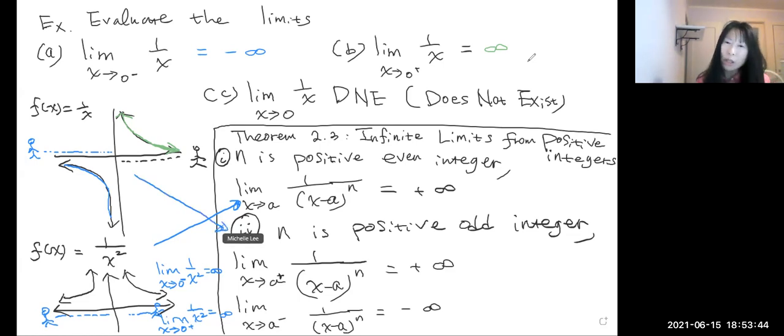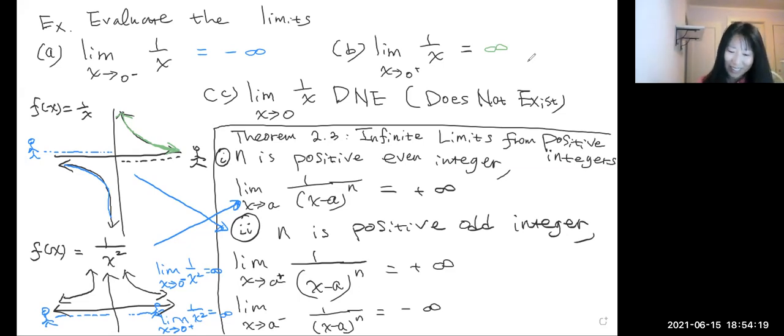What if it has to be, n has to be an even integer in order to be a positive infinity limit? That's correct. What if it's negative or odd? They don't say the negative, only positive, right? Negative power we should bring up. Remember? Okay.